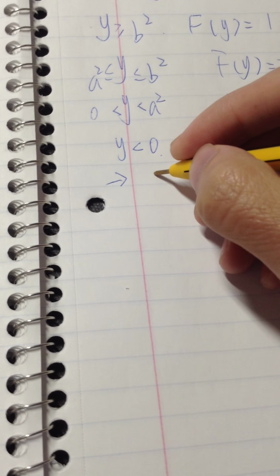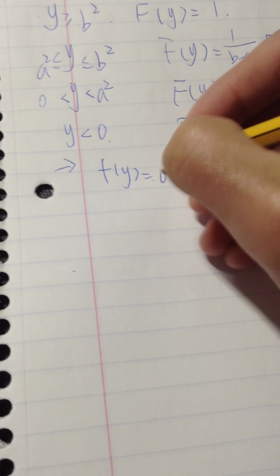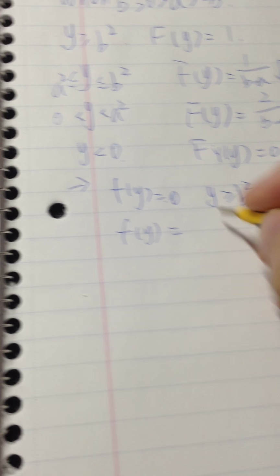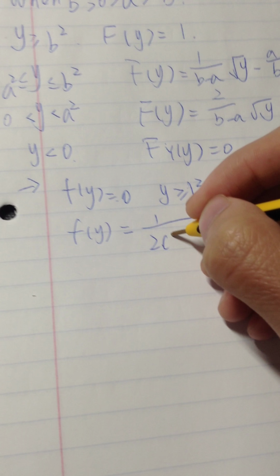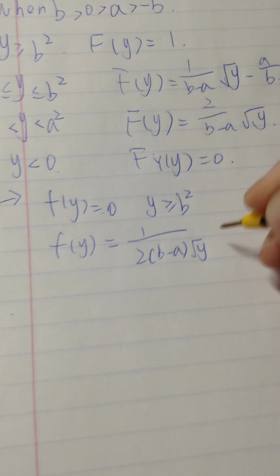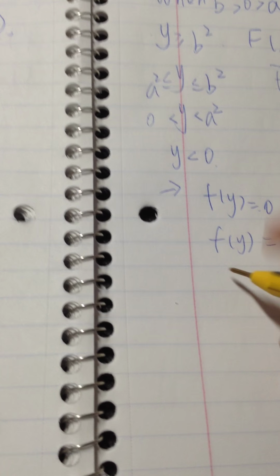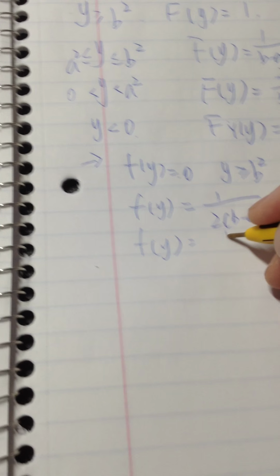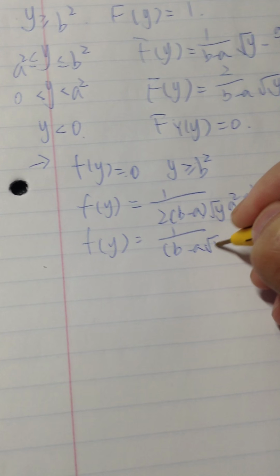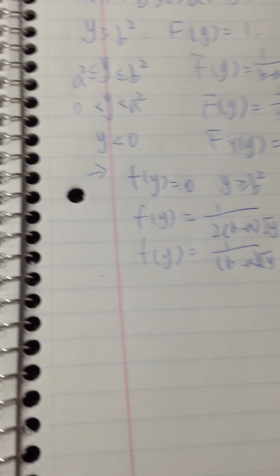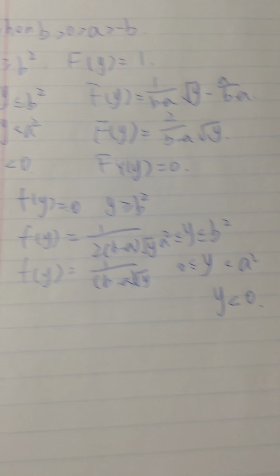Then the density function is fy equals 0 when y is bigger than b squared, fy equals this when y is between a squared and b squared, and fy equals this when y is between 0 and a squared. So when y is smaller than 0, it is 0.